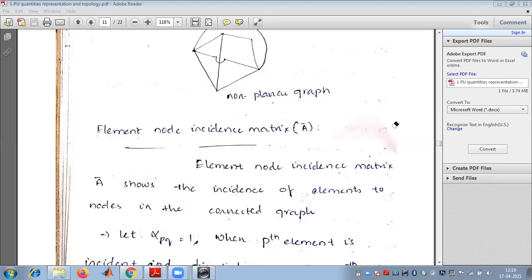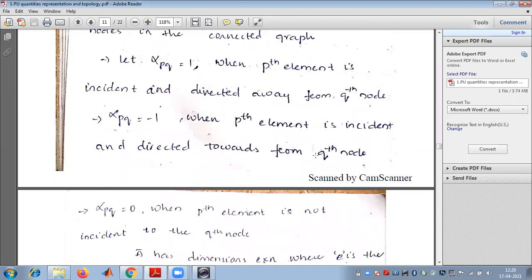Okay. So the first and very important point while proceeding with the next topic is to form the element node incidence matrix of a particular graph. The element node incidence matrix A bar shows the incidence of elements to the nodes. Incidence is nothing but the occurrence of the elements. That means how many elements have been connected to a particular node in a graph. That is important. So incidence is nothing but the occurrence.